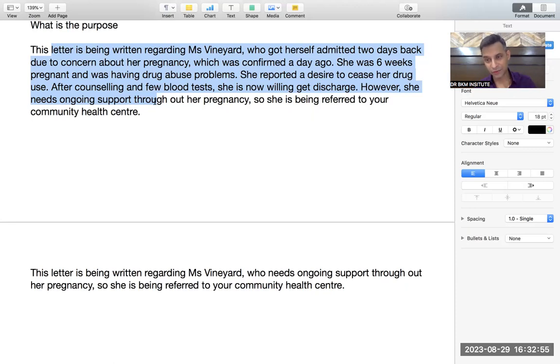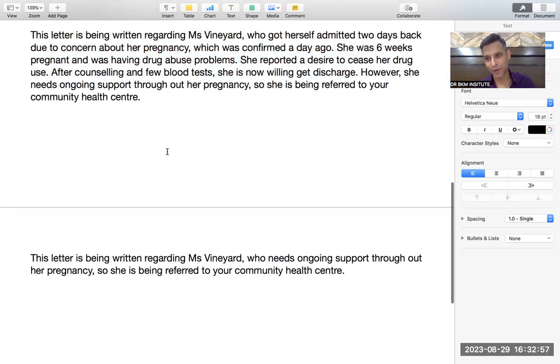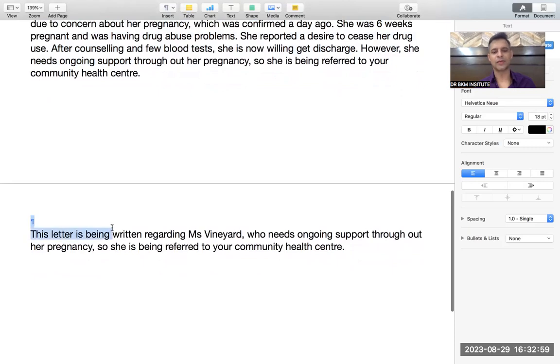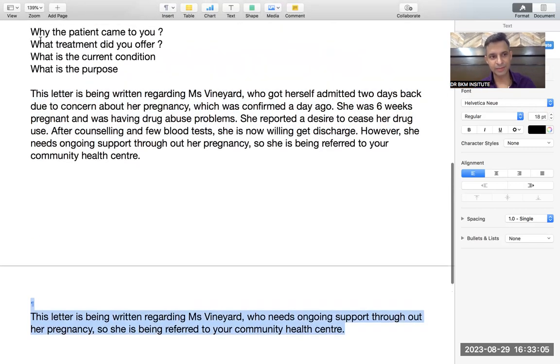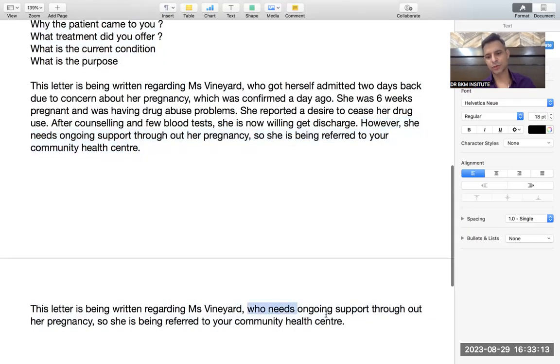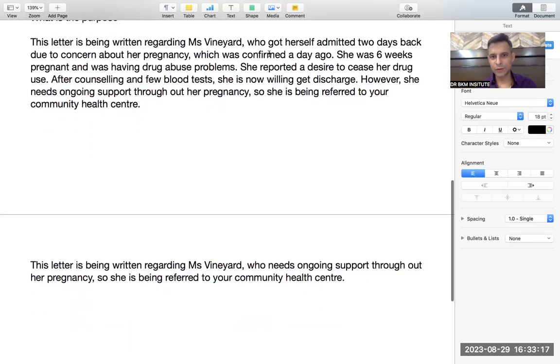So this is a better way of writing. But if you just want to pass, this is just perfect. This is the main purpose, who needs ongoing support. So if we write in detail, if we follow this method, then also the purpose is this only. Because if you do not write it here, then you will write it here.